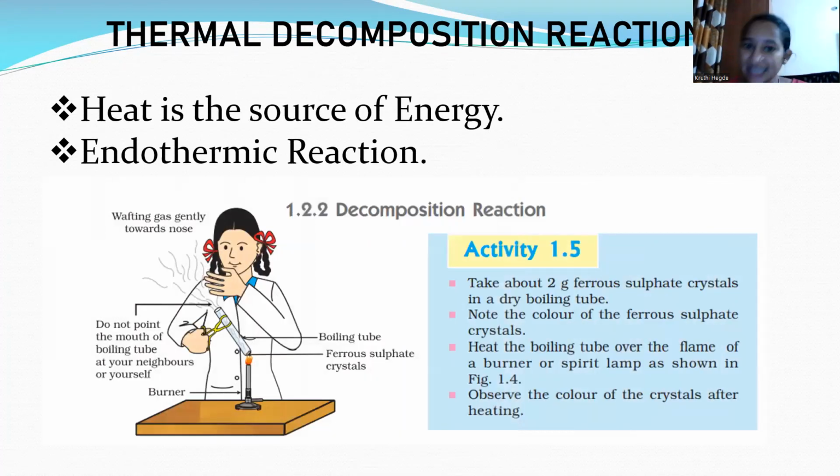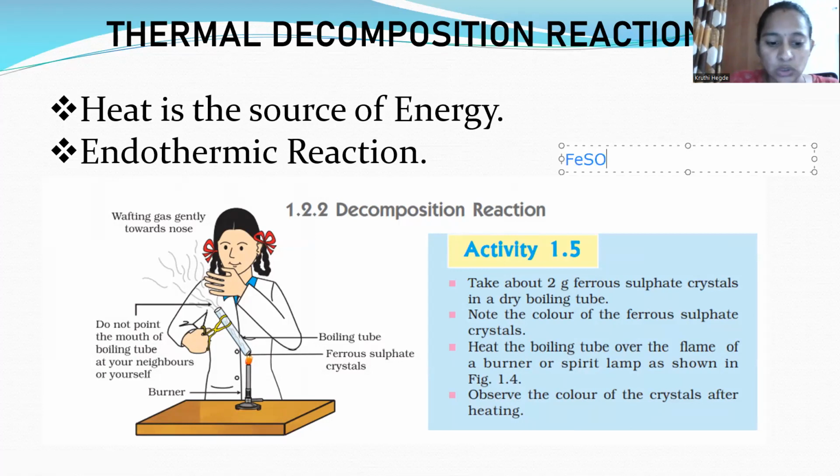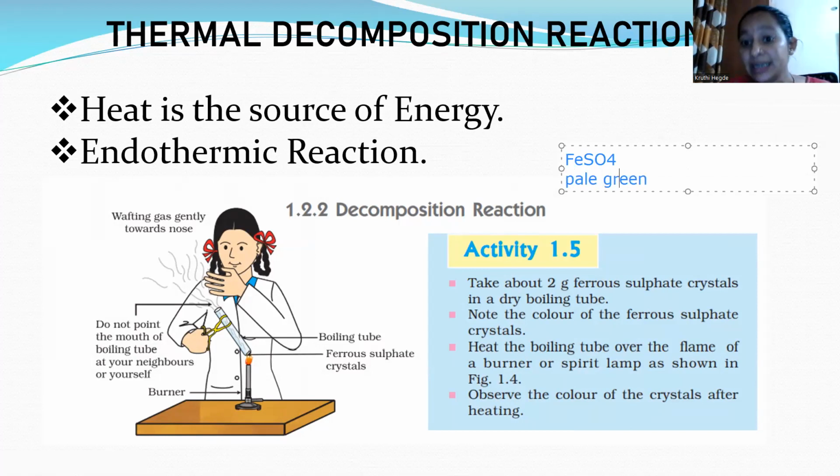Now, here you can see one of the activities given in your textbook, that we need to take 2 grams of ferrous sulfate. Ferrous sulfate is represented as FeSO4. FeSO4 is taken. This ferrous sulfate has pale green color crystals. It's taken in a dry boiling tube. Note the color. I have already given here, it's pale green color.